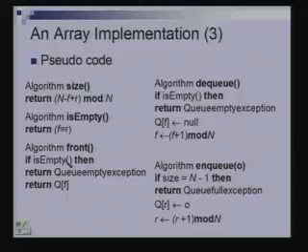For front, if the queue is empty, then raise an exception, otherwise just return the front element. We are not removing the front element, that is done here. In this case, we will increment the front index and remove the front element by setting this to null. Is this clear to everyone? Any questions?